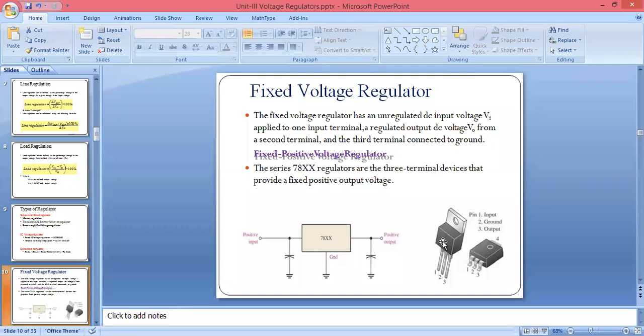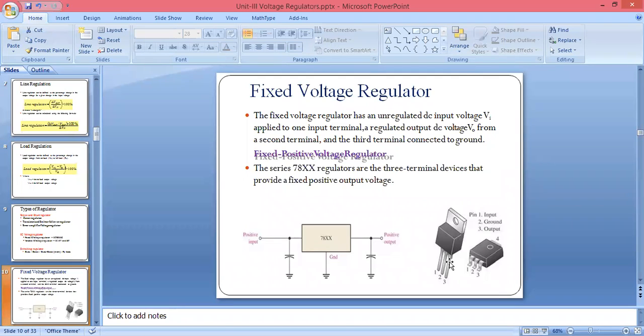So you can see this is the pin diagram for the 78XX. It will look like this. It will have three terminals. So we can see 78XX series is a three terminal device and it will convert unregulated DC voltage into the constant DC voltage. So here it will require three terminals. At one terminal we will give input. At second terminal we will connect it to the ground, and third terminal will be reserved for the output.